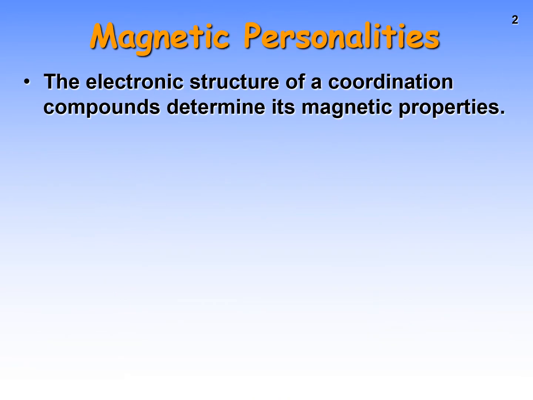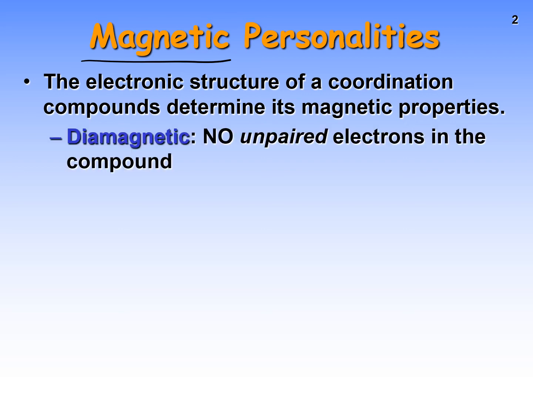Something to remember from Chem 1A is magnetic properties. When you were in Chem 1A, you probably learned about para- and diamagnetic substances. We can actually predict whether a complex ion, or a coordination compound, same difference, is paramagnetic or diamagnetic based on these splitting diagrams.